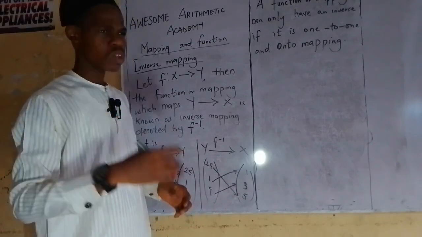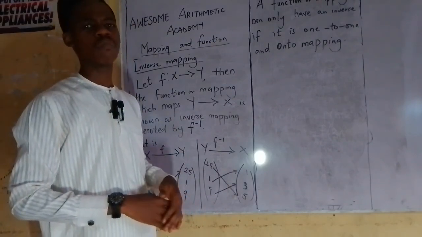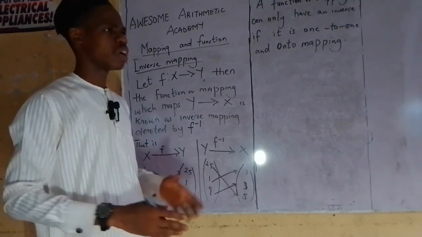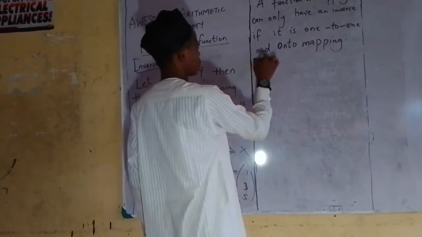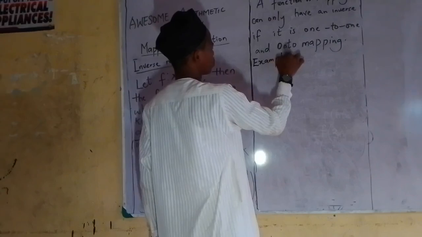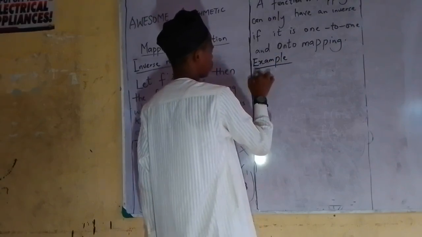So now, how do we find the inverse of the mapping? Let's look at some examples, and then we shall solve as well. Example number 1.